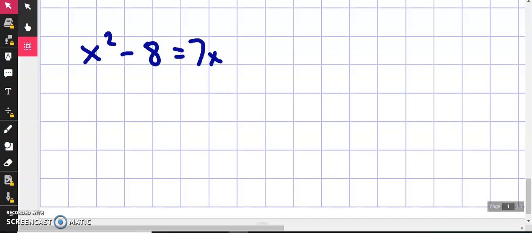In this next example, I want to point out that they may not always give us the equations in the most friendly way possible. We may have to simplify a bit before we can solve it. If I'm given something like this, where the x squared and the x are not on the same side, or more importantly, I do not have a 0 on one side of my equals, I'm going to need to rewrite the equation in order to be able to solve it.